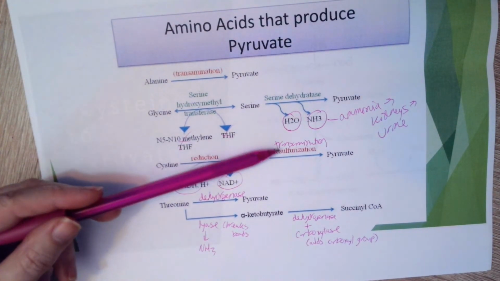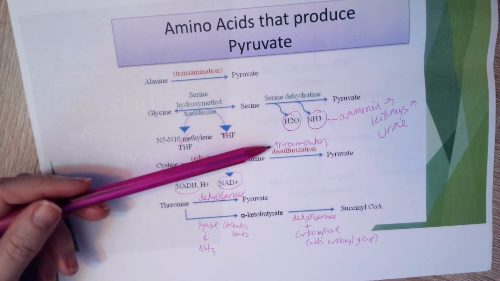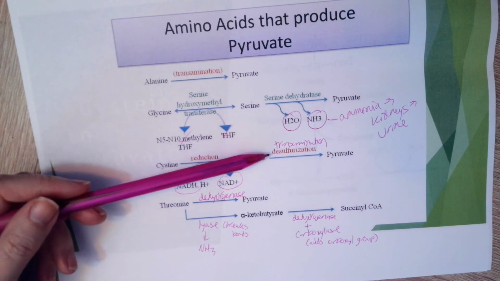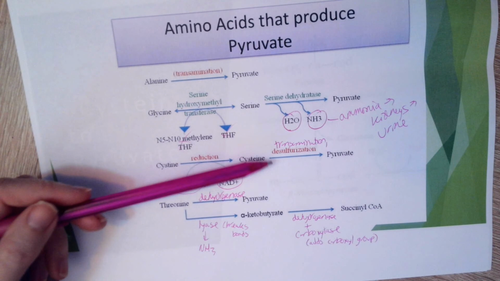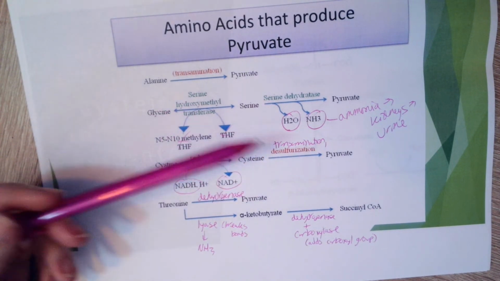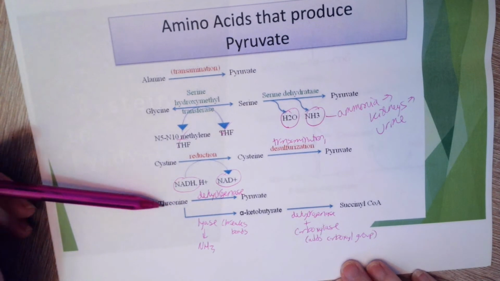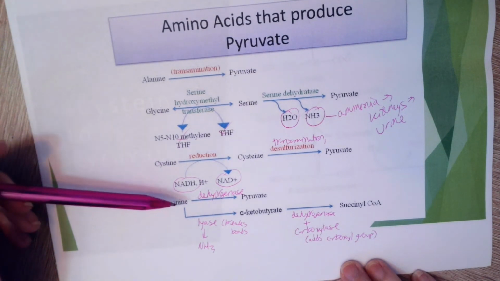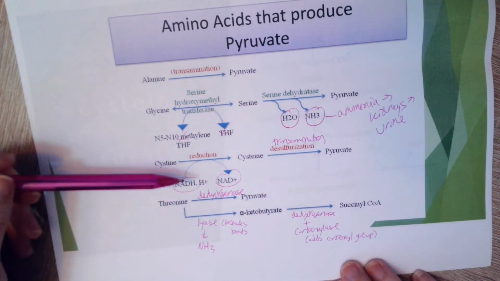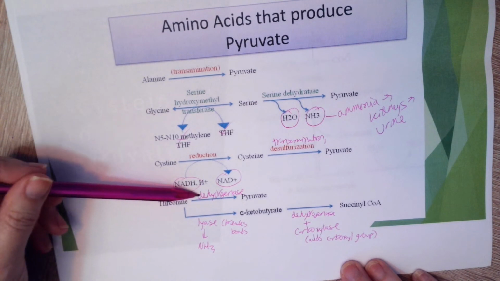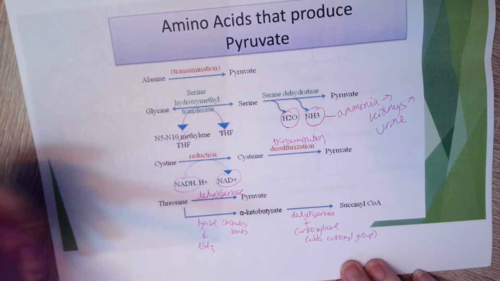Then you have a series of reactions. There's first transamination and then desulfurization, so taking a sulfur off of the cysteine, and then you end up with pyruvate and you can do gluconeogenesis. And then threonine, with threonine there's a couple of different ways this can go. If you're using a dehydrogenase enzyme, you end up with pyruvate.